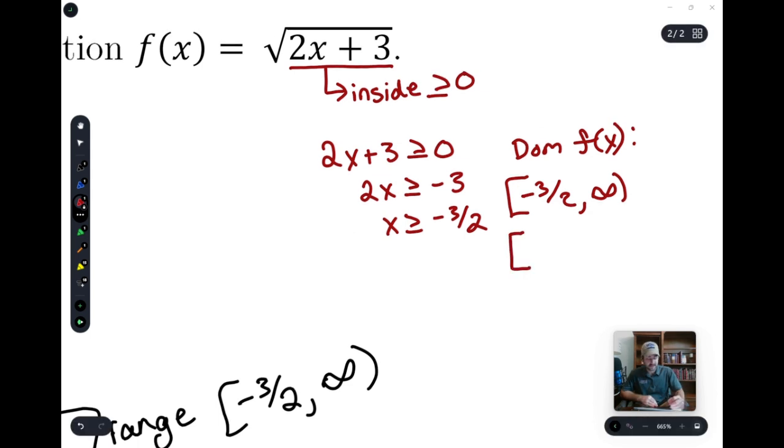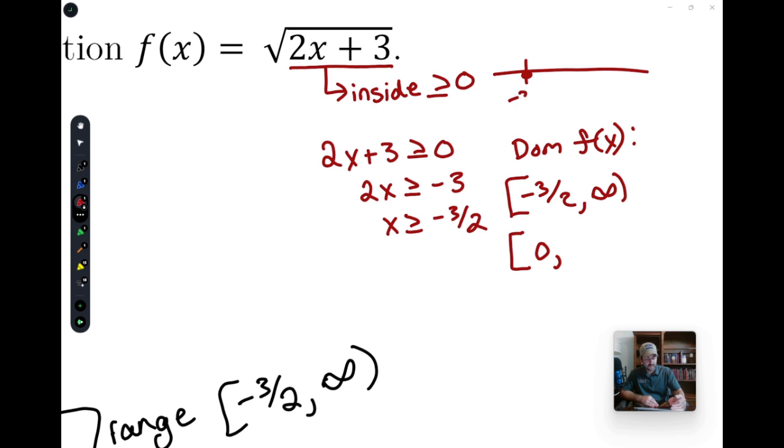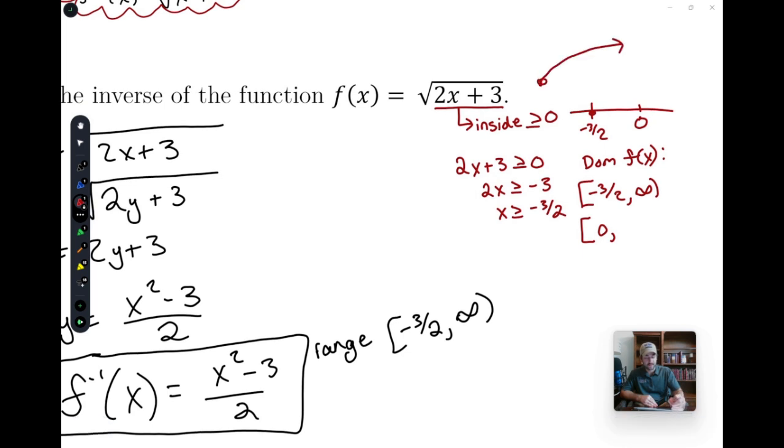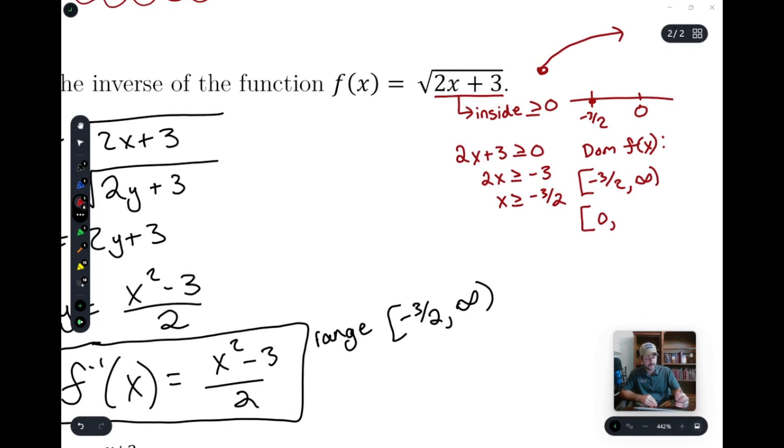And so our range is going to start at 0, and then I'm just going to plug in any number on the right side. And so if you look at the number line, we've got negative 3 over 2. I'm just going to pick 0 just to see, because 0 is an easy number to plug in. If you plug in 0, you get a positive 3, right? And so what that's saying is the equation is going up like that, which for the square root equation makes a lot of sense. It's supposed to go up. So 0 to infinity is our range.